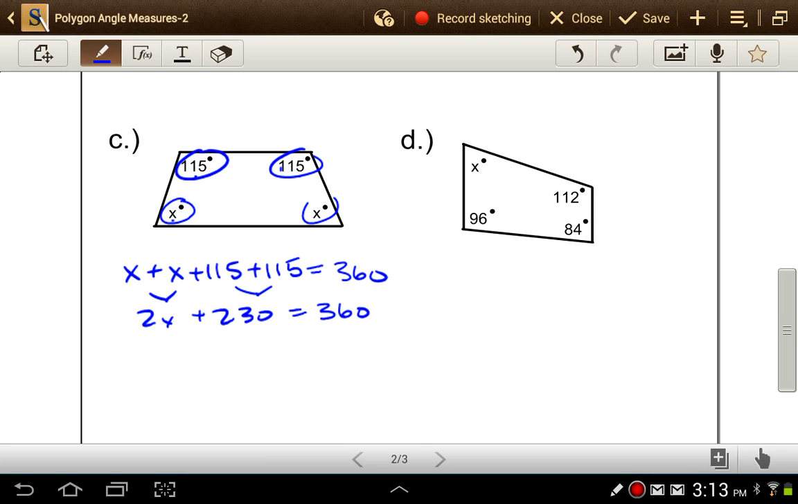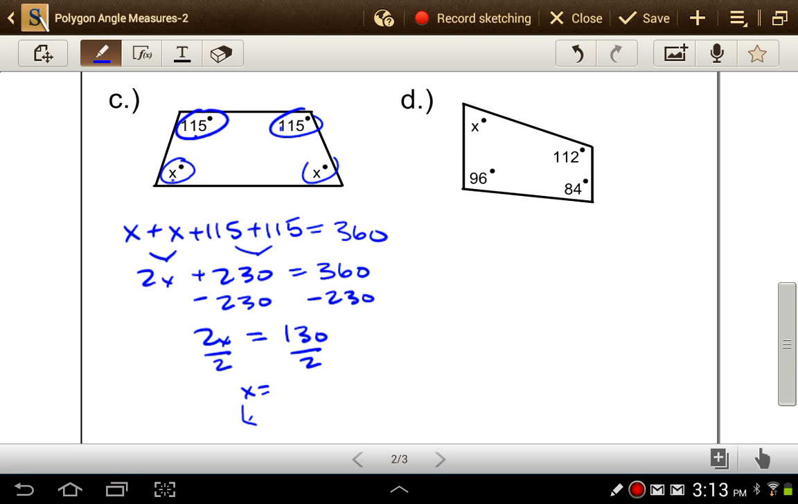Now I want to get rid of my 115s. I already know what those are. I want to be left with what I don't know. So I want to get rid of what I already know. I already know that 230 degrees is taken up by those 115s. So that means my 2x only has 130 degrees left. Since they're equal, I'm going to split them in half by dividing by 2. So I get x equals 65. And that's going to be my answer for that one.